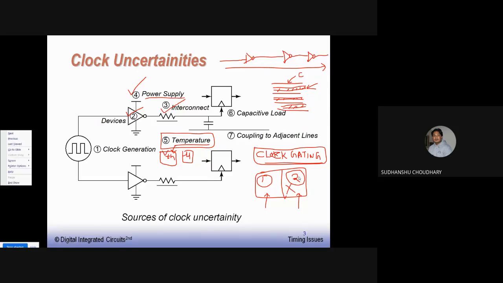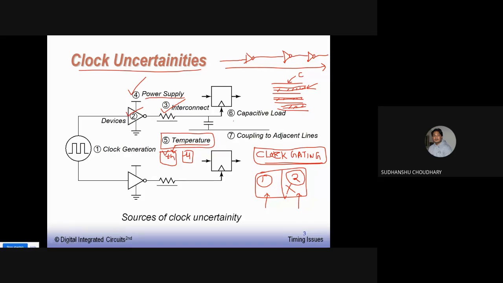And these devices are actually used to implement these buffers also. So obviously the delay of the interconnect which is carrying the clock signal will also be different. So this is also a very fine source of clock uncertainties, that is, clock skew may be present because of the temperature variations on chip.